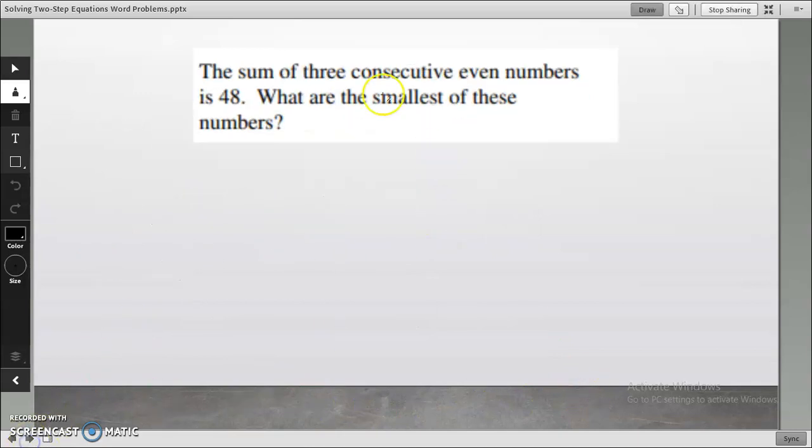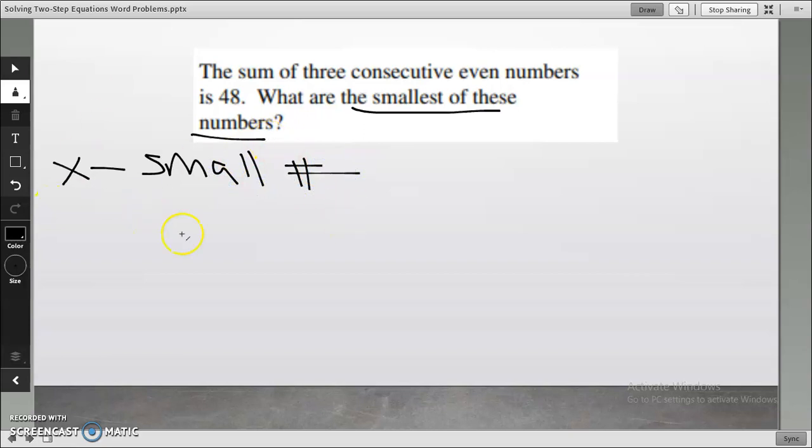Okay, let's go to the next one. It says the sum of 3 consecutive even integers is 48. What is the smallest of these numbers? So again, I need to ask myself, what am I looking for? I'm looking for the smallest of these numbers, right? So my x is equal to my smallest number, or my first number. All right, so x is my smallest number.